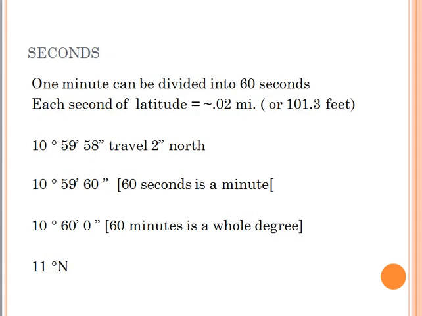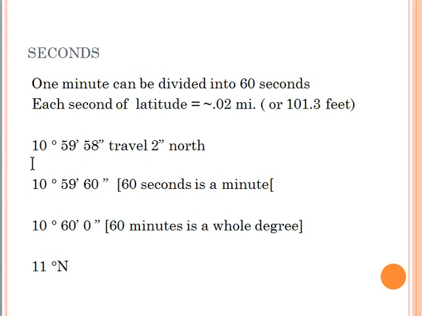And to make it even more accurate, each minute can be divided into 60 smaller sections, or 60 seconds. Again, like a clock, 1 hour is divided into 60 minutes, and 60 minutes can be divided into seconds. And each second of latitude is about 100 feet. So we're getting much more accurate with our locations of latitude and longitude. And the same idea applies when you add seconds.